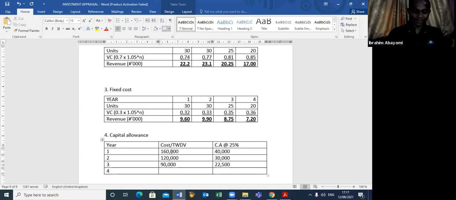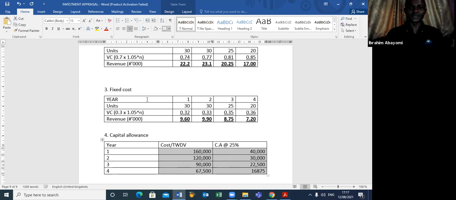So in the last year, 90,000 minus 22,500 will give me 67,500. So times 0.25 will give me 16,875. This is how to compute your capital allowance on a reducing balance basis.